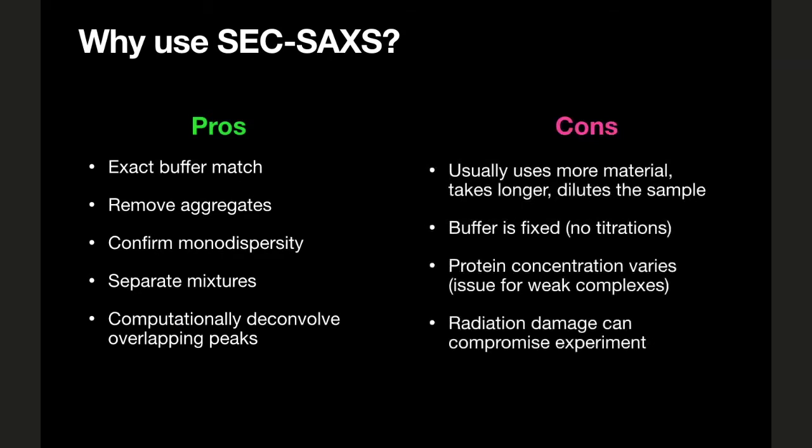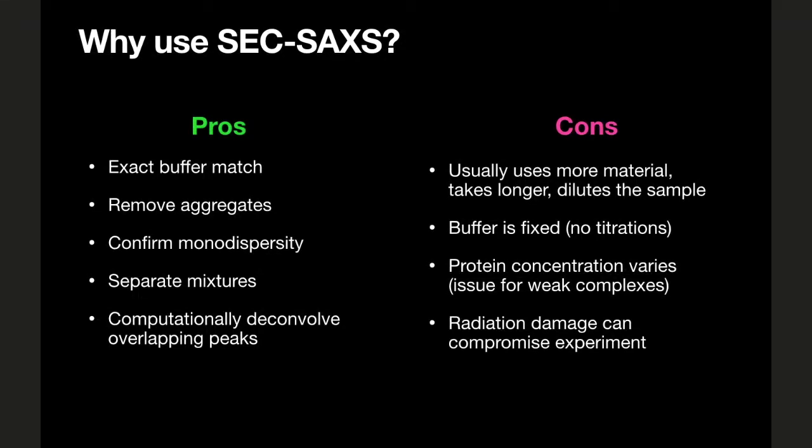Now, there are also downsides. One of the downsides is that it tends to use more material. It takes longer to collect data than a corresponding static measurement. Another disadvantage is that the buffer is kind of a fixed quantity. So it's quite difficult to change buffer conditions because you have to re-equilibrate the SEC column. And that means it's hard to do things like titration experiments.